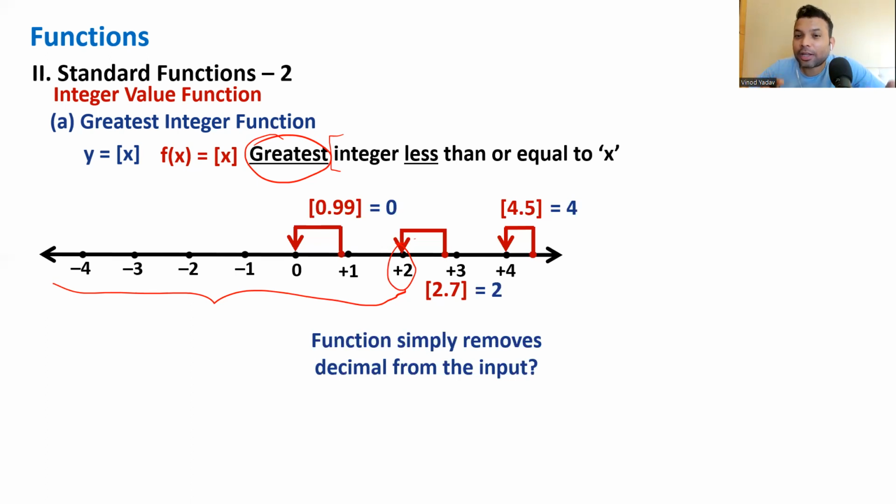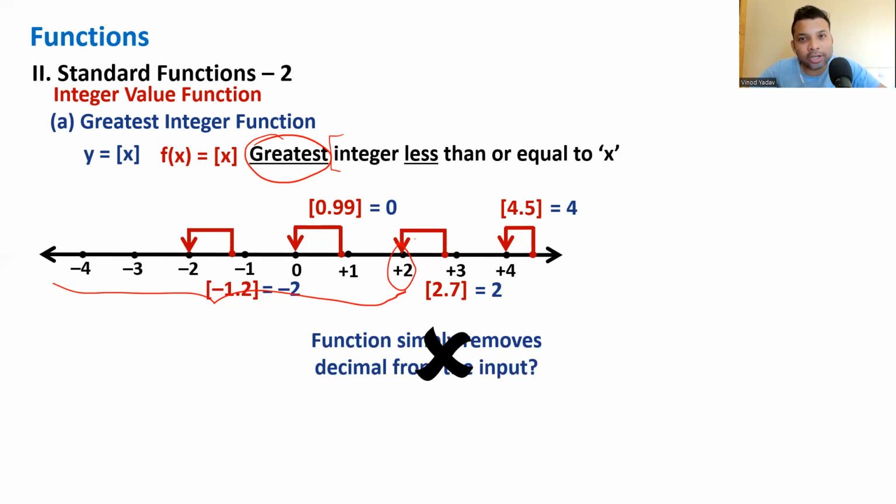By now, looking at this, you might feel that the function just removes the decimal, right? In 2.7 it removed 0.7 and 2 came. In 4.5 it is like only 4. In 0.99 it is only 0. Is this the thought you are getting? Let's see some more examples. It is not so. Take -1.2. If the function simply removes the decimal, the output should be -1. But -1 is bigger than -1.2. First integer to the left, so the output is -2. So it doesn't mean that the function only removes the decimal point. Please don't be under that impression.